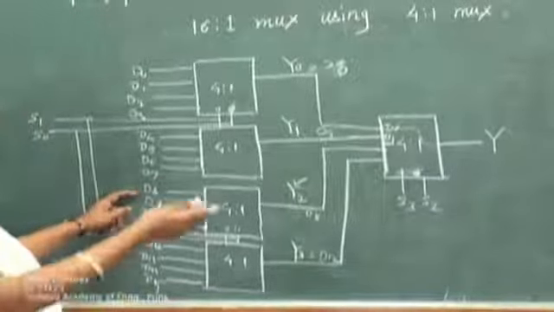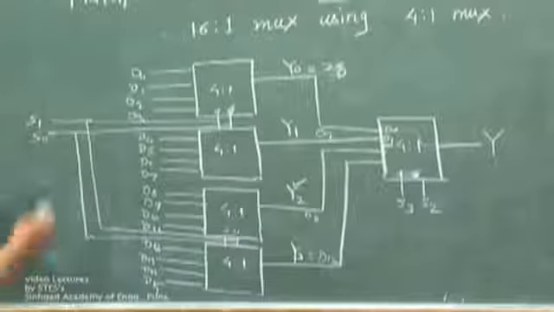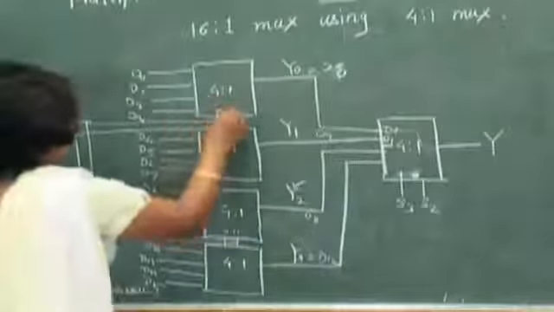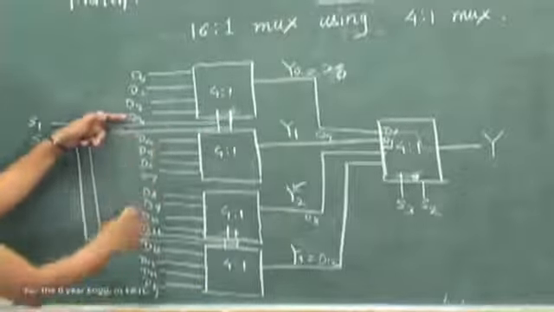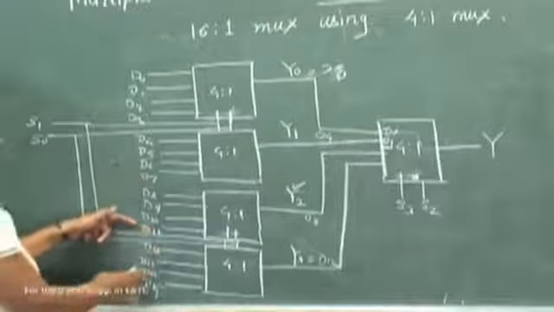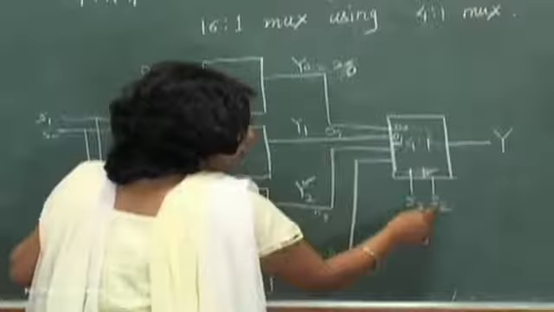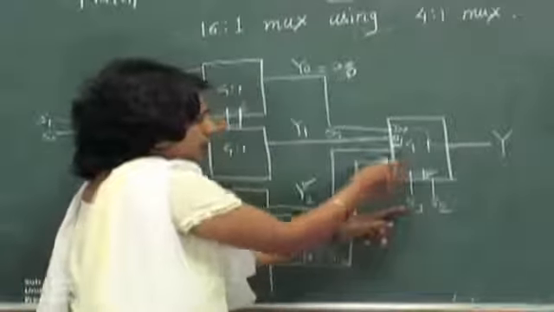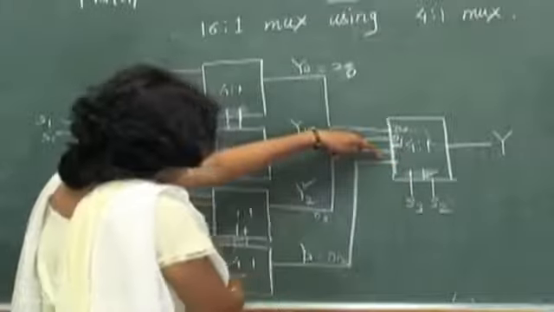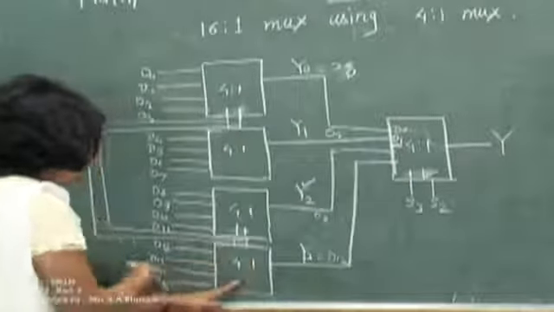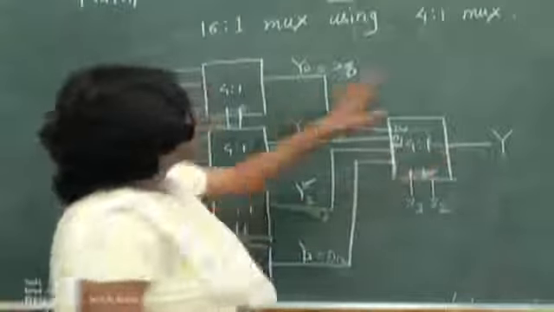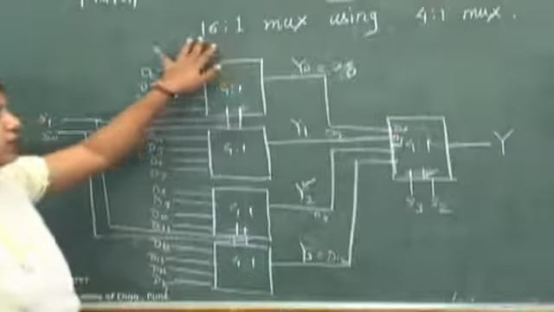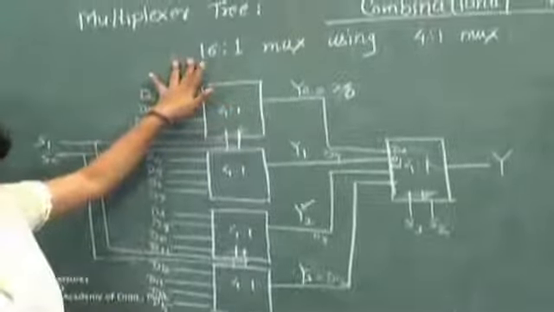Okay. If we take the last case, what will happen? 1, 1, 1, 1 here. When I am taking 1, 1 here, the last data line of each multiplexer will be selected. But here it is 1, 1, so that is why again the last data line will be activated. So the last data line of the last multiplexer, the last multiplexer's last data input, will be connected to Y. So this is how a 16:1 multiplexer using 4:1 multiplexers will be implemented.